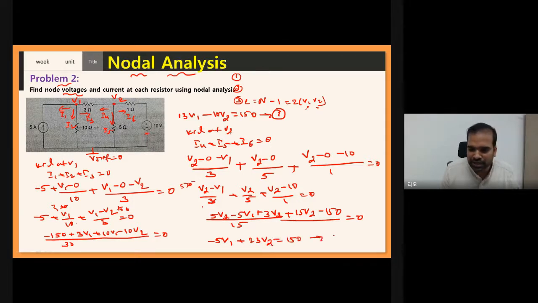Now see here, you get two equations, right? Equation 1 and equation 2. When you apply KCL at V1, you get equation 1, and when you apply KCL at node 2, you get equation 2. Now by using equation 1 and equation 2, you know how to find V1 and V2 by using Cramer's rule.